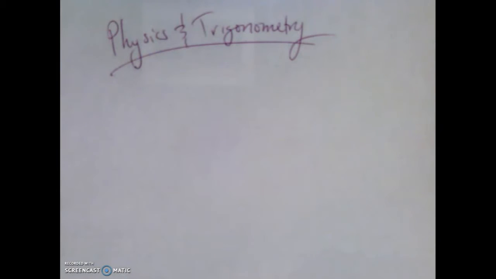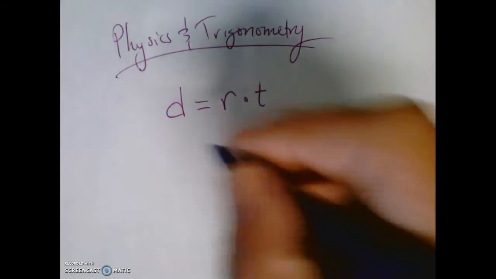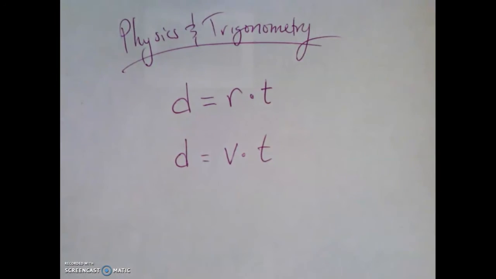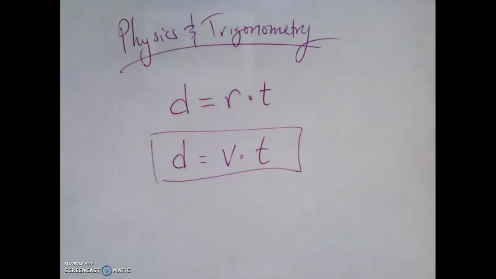So you may remember the formula: distance equals rate times time. You could also say distance equals velocity times time. These are both the same. We're going to think about it as velocity because the difference between them is that velocity actually has a direction to it, whereas rate is just, you're traveling at 30 miles an hour. We're going to be traveling at a certain miles an hour in a certain direction.